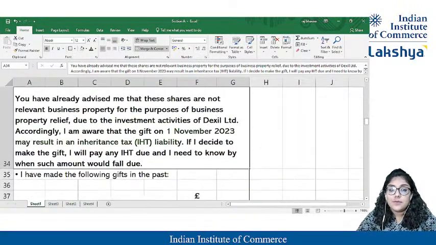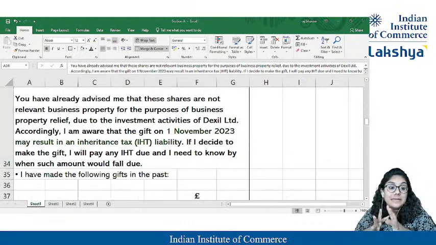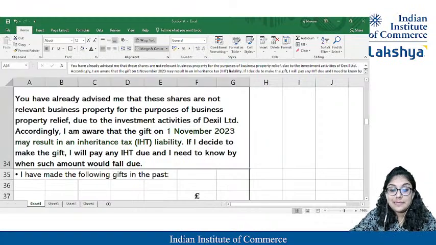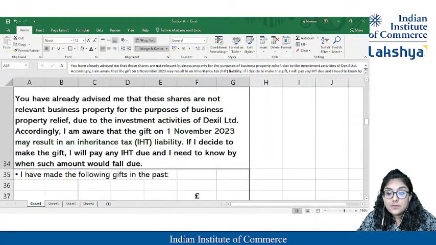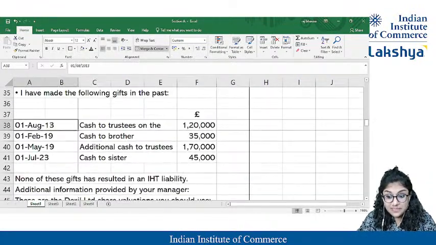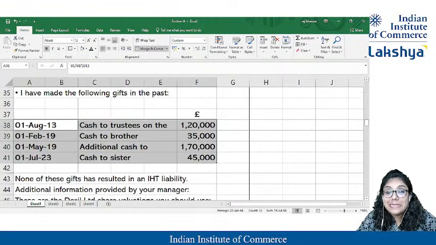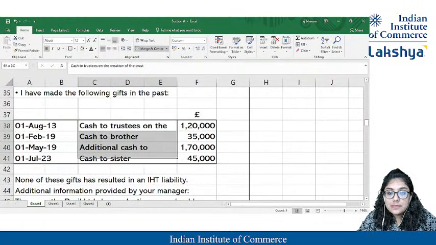Okay. For that, now students, it's very important. We need to know in what years I have made the gifts. All these things are relevant here. You also know that. Okay, let's read. I have made the following gifts in the past. In the past also she has made some gifts. So yeah, these are certain gifts which she has given to some or the other people.